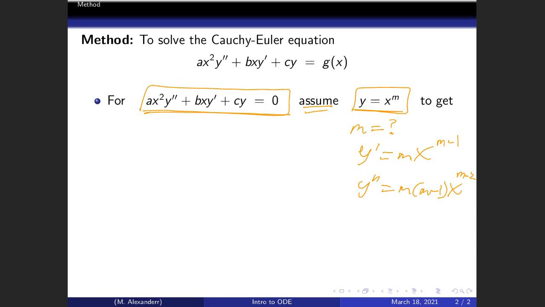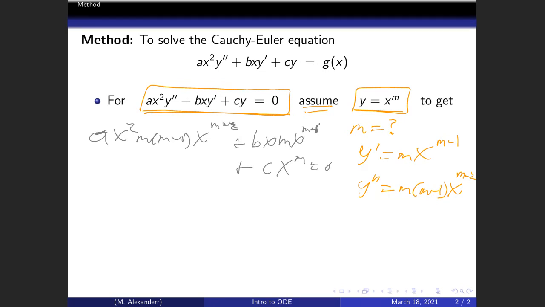And what do we get when we do that? Let me see if I can write this down. So ax squared, and we have m(m minus 1) x to the m minus 2, and then plus bx, and then this is going to be m x to the m minus 1, and then plus c x to the m is equal to 0.